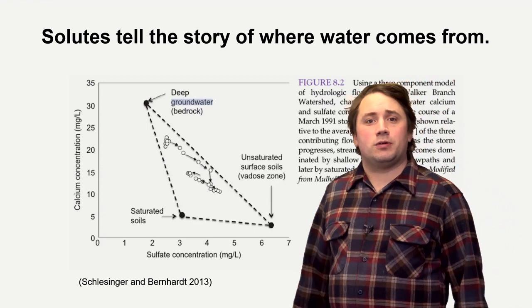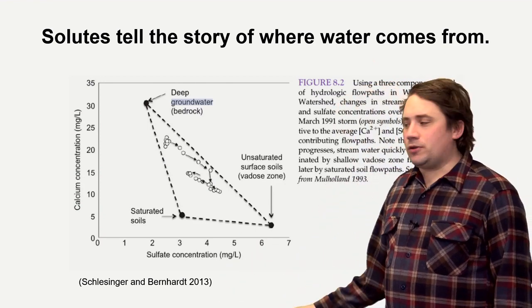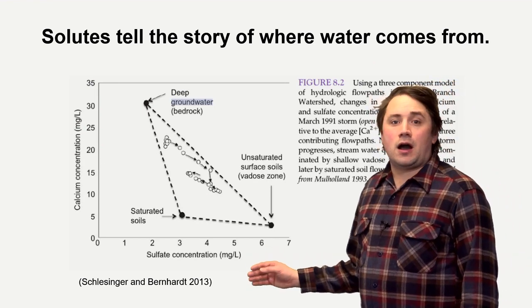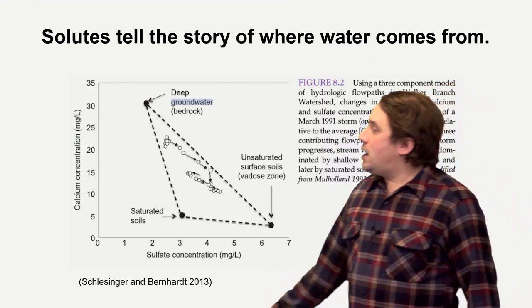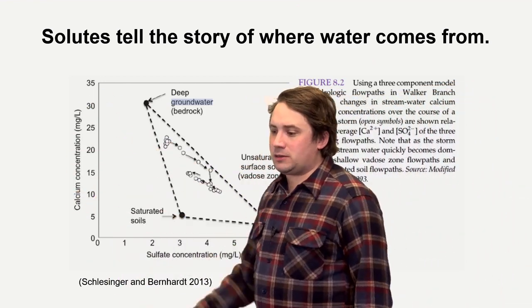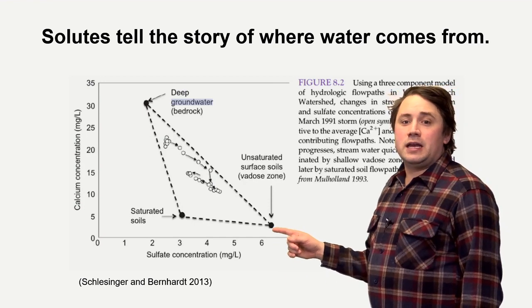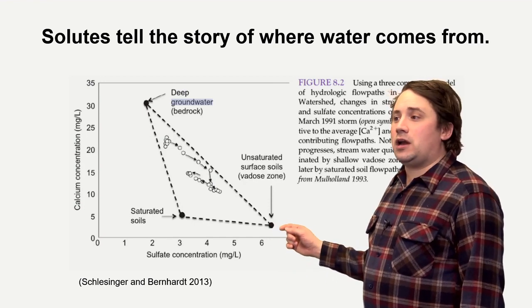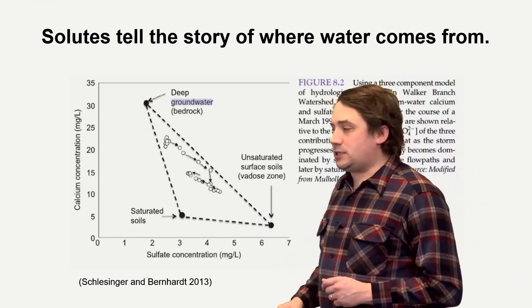And I just want to give you a brief example of this from a small creek in Tennessee, which I think is a real nice illustration of this property. On the x-axis of this graph here, you have sulfate concentration in water, and on the y-axis here, you have calcium concentration. And these black points on this graph indicate the chemistry of different pools of water that existed in the watershed surrounding this creek.